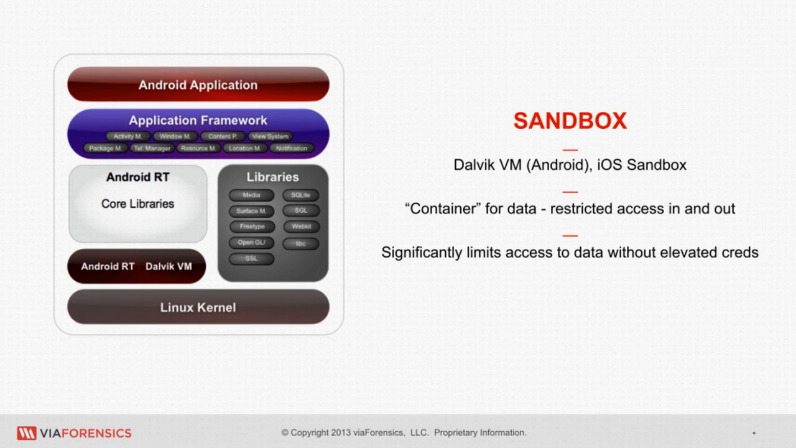One of the big issues with mobile is the way that they're built. They're built for security, and one of the main features is the sandbox. The sandbox creates a container around the application data that is going to protect that data from unauthorized access. So on the left, this is an example of the Android framework, or the way the Android OS is built. And the Dalvik VM, if you can see in that brown little window in the bottom left, is really what kind of sandboxes your data.